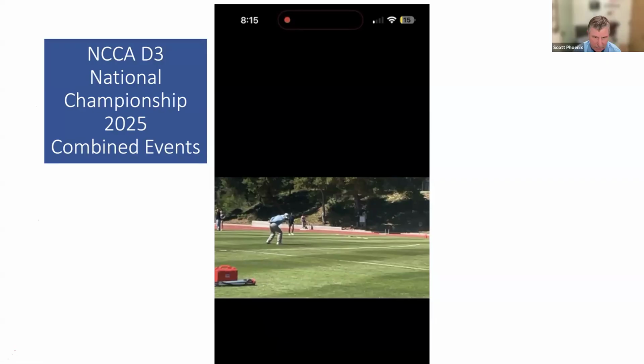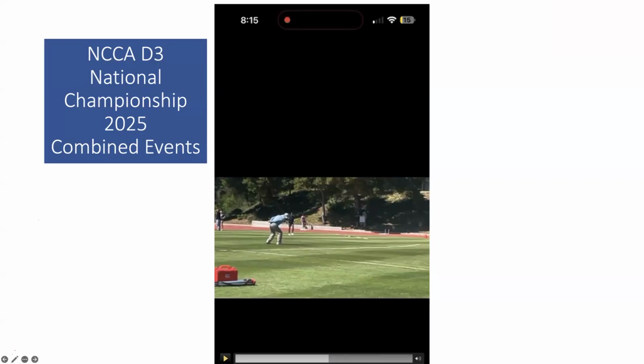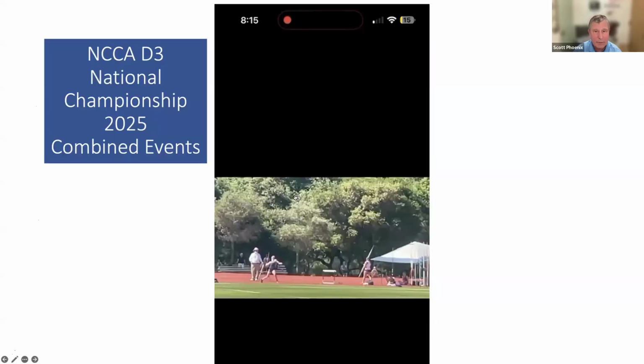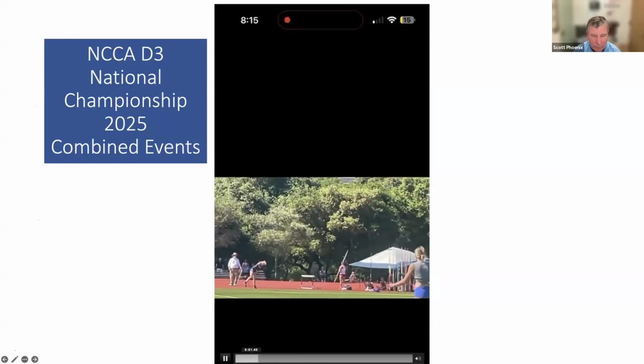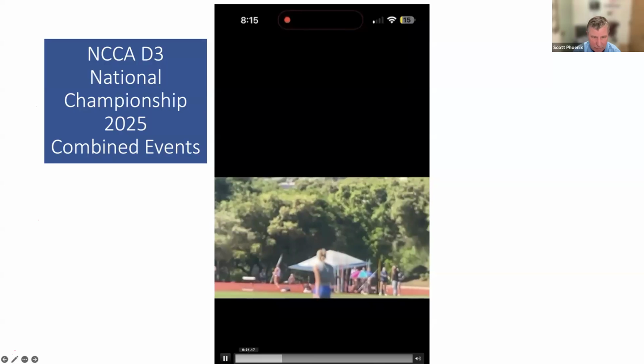Fortunately, the gal got a fair throw for the third one, but the first two were ruled foul, and according to this coach, who's a pretty reliable source, they were basically the same thing in regard to how they hit the ground.